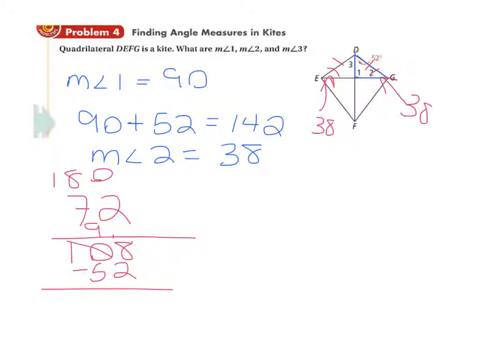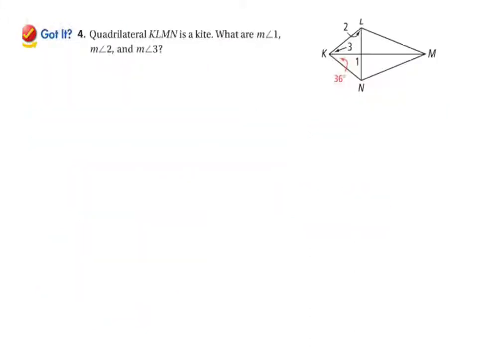with, oops, what am I doing? Okay, so we end up with 56. So measure of angle 3 has to be 56. All right, it's your turn. Go ahead and pause, see if you can get it.